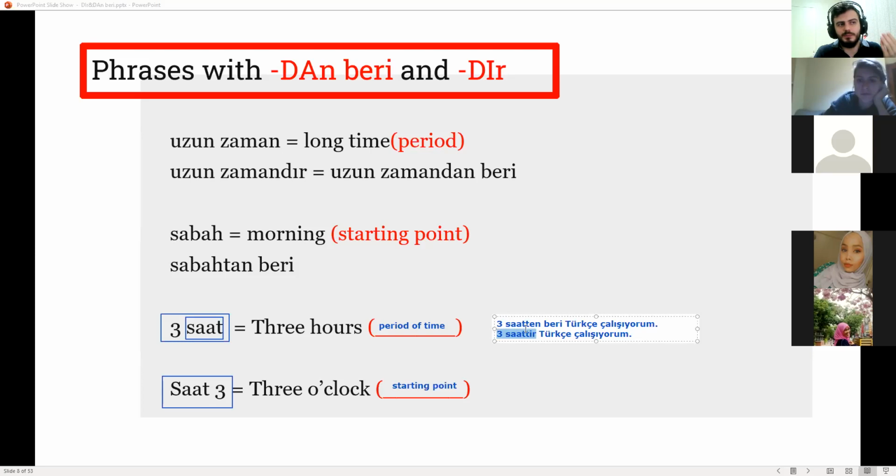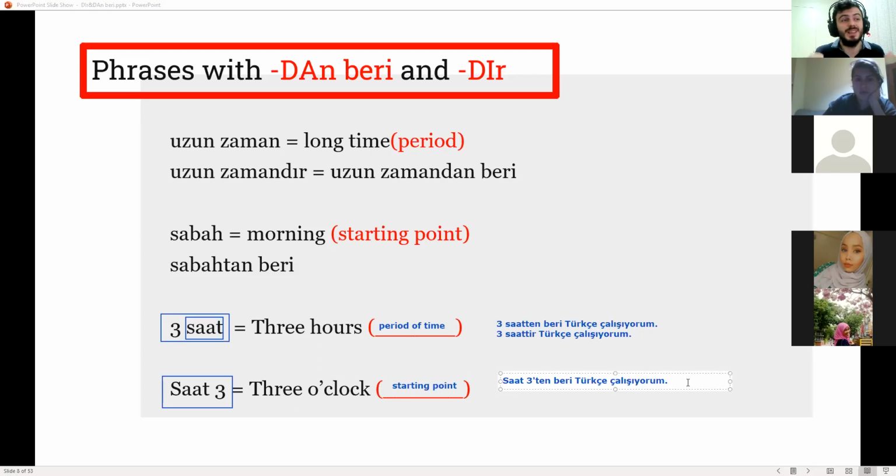I mean, we cannot use this sentence in since, I believe. Hayra, is that true? Like, we cannot use this sentence in since 3 hours. Does it work? No. You're correct. But in this one, you can say saat 3'ten beri Türkçe çalışıyorum. Because 3 o'clock is your starting point, which basically means I have been studying Turkish since 3 o'clock. It's a starting point, so that's why I can use since.